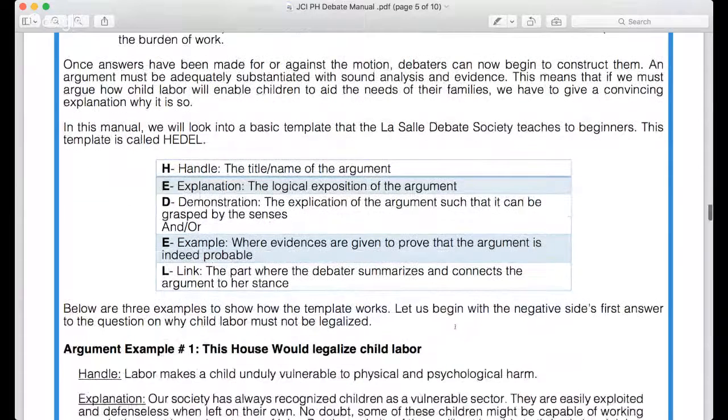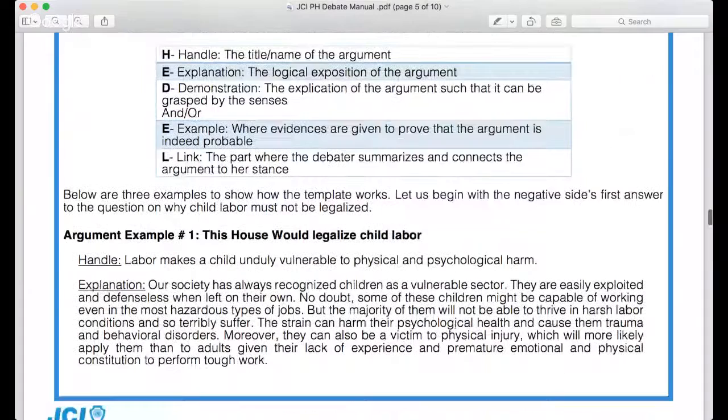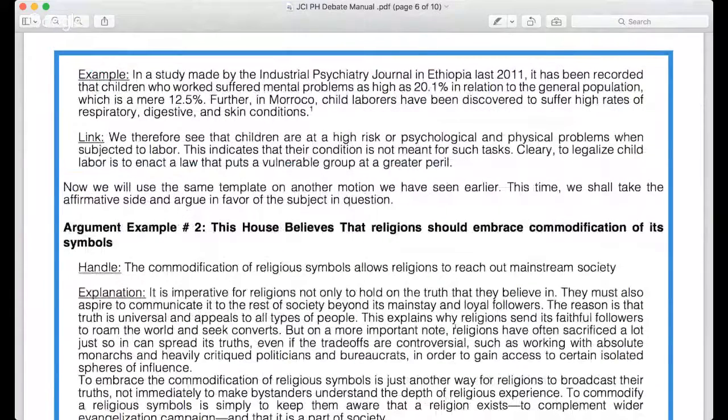So there are examples that we've given to you through the debate manuals. They're self-explanatory, one of which would be this House would legalize child labor, as you see on the screen. The second one is that religions should embrace commodification of symbols. You read it by yourselves. I've given you several examples a while ago, but most definitely it will help you a lot if you follow the Heddle format in argumentation.